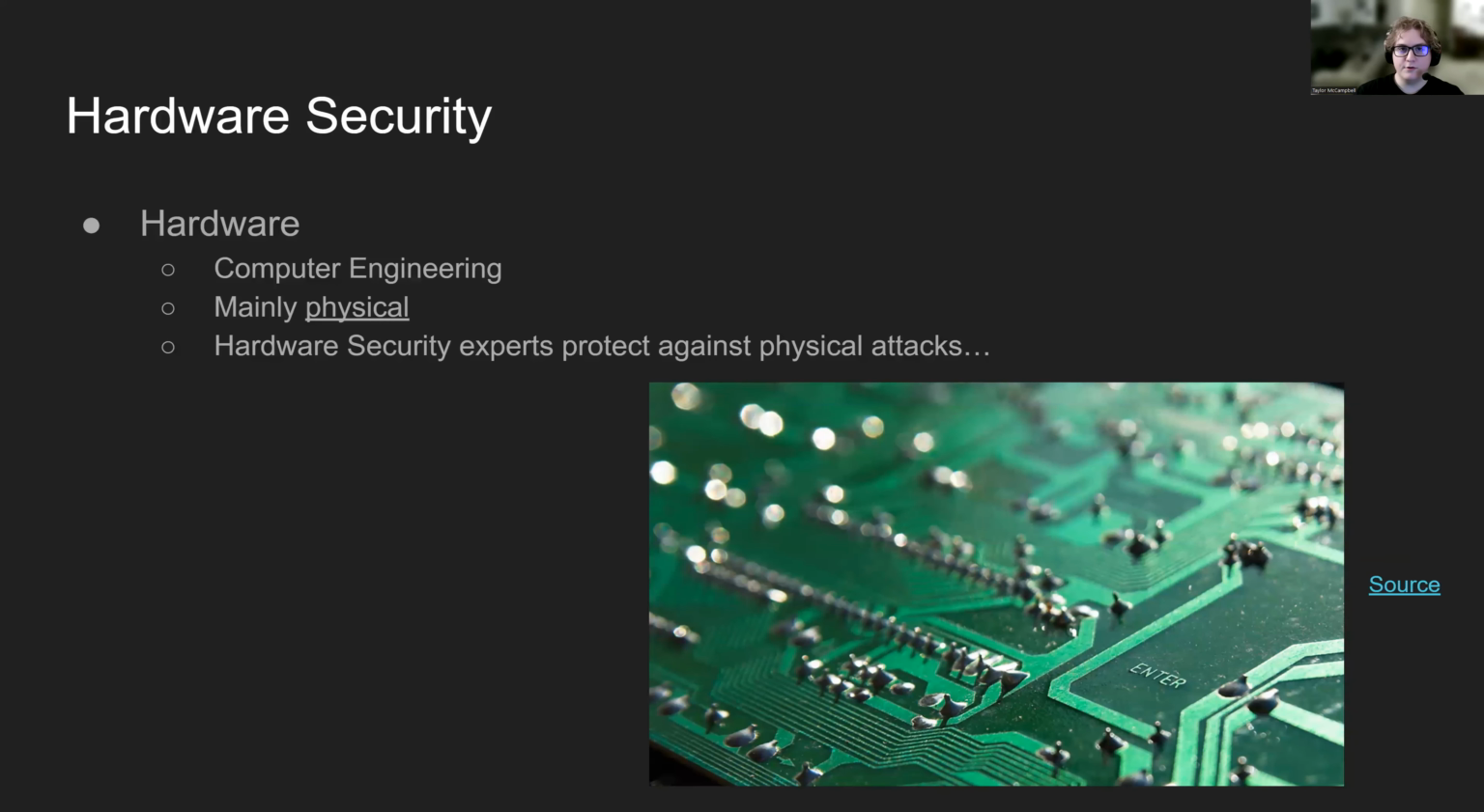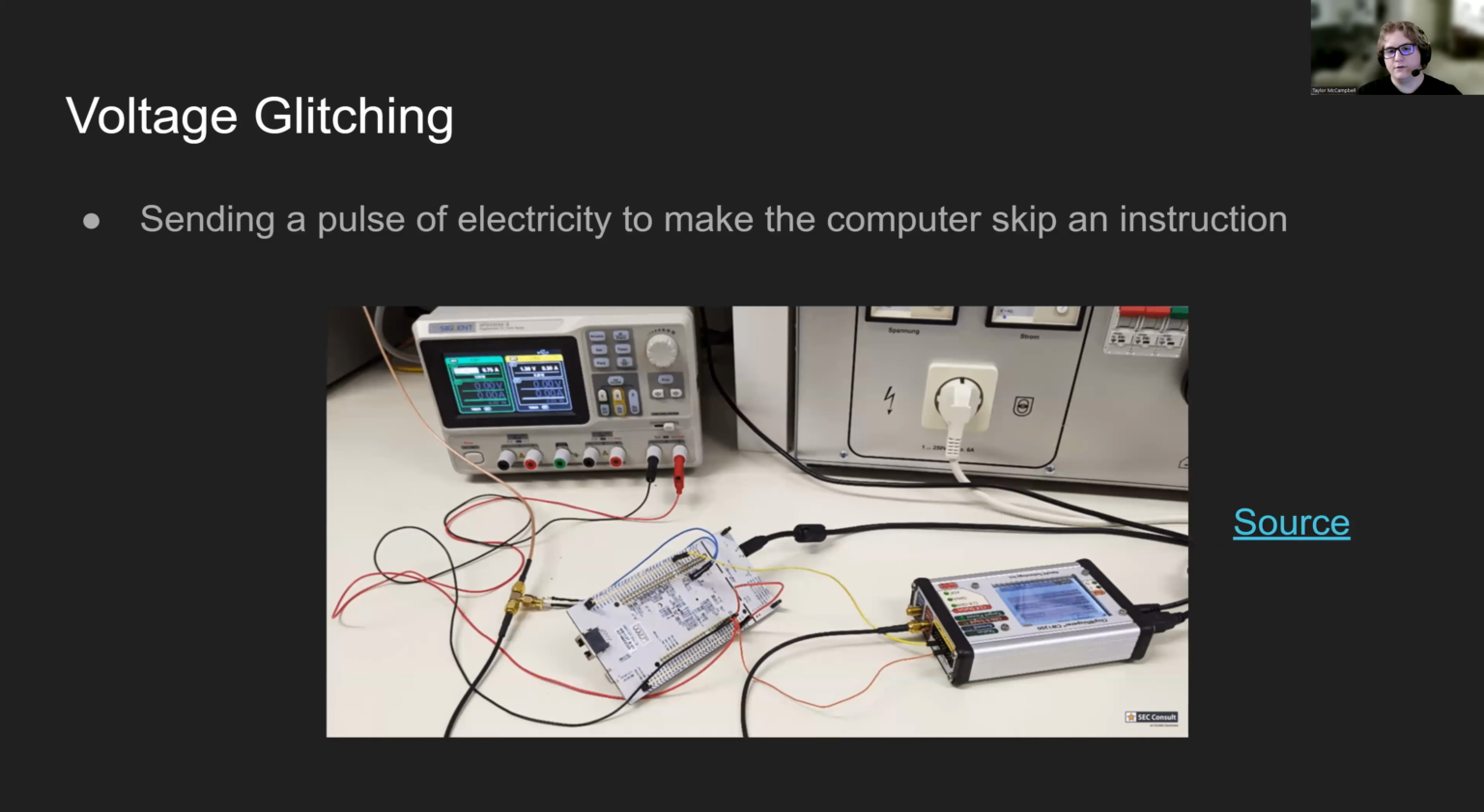So because there's two components, there's also two different types of security. My expertise, I have a computer science background, is not hardware security. This mainly comes from people that have done computer or electrical engineering. It involves physical components, and hardware security experts protect against physical attacks like voltage glitching. Voltage glitching is sending a big pulse of electricity into the computer to make it skip an instruction.